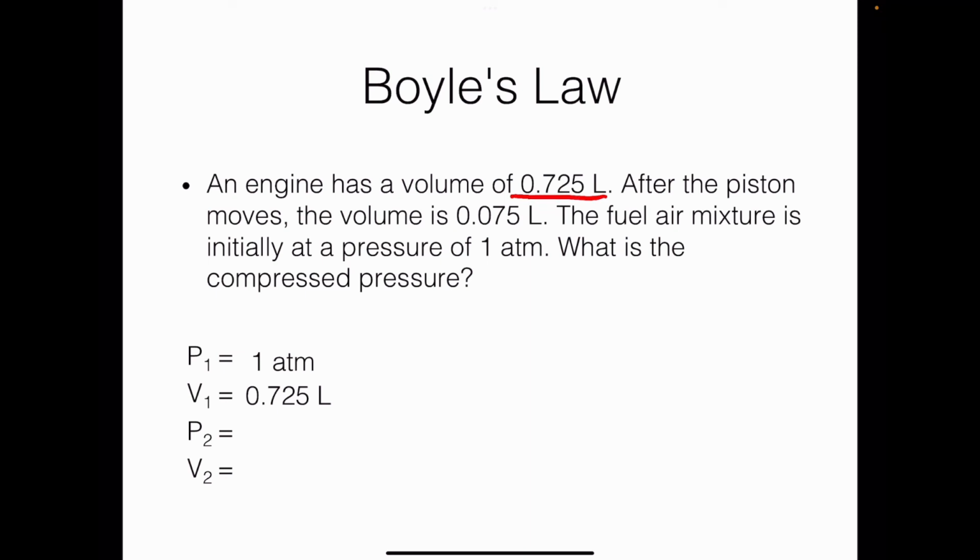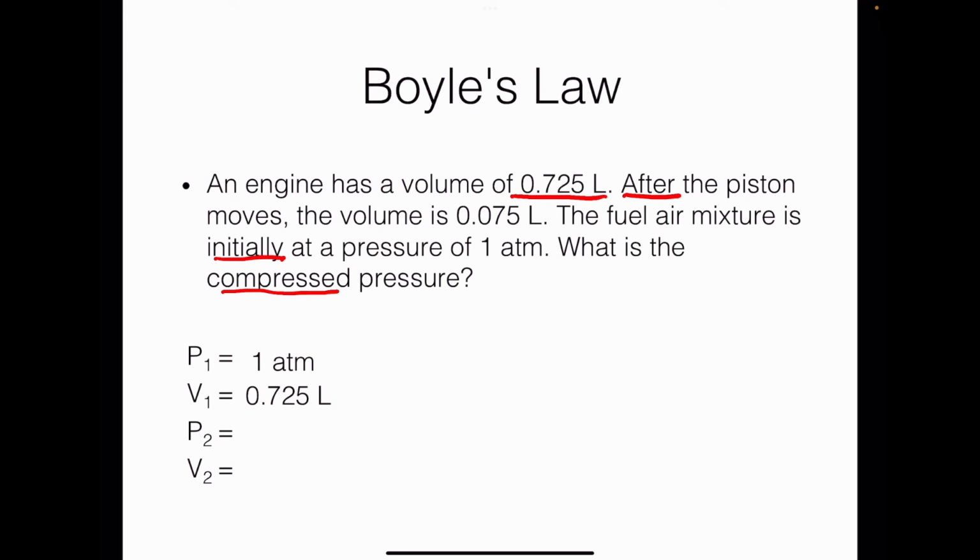And a way to organize these, it is going to be helpful reading the problem to be able to organize these, because it says after the piston moves, and then it asks us for the compressed pressure. Remember, compressed means to shrink. So if we have shrunk the volume, they're asking us for the pressure at the compressed volume. So we know that we are starting, because it's initially at a pressure of 1 atm and 0.725 liters.